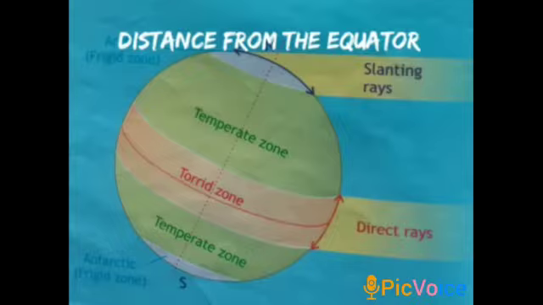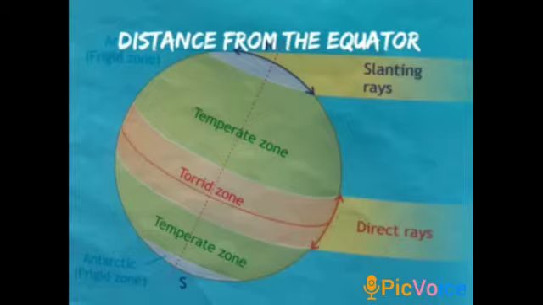Then next is the temperate zone. They will get less sunlight. So this place is neither too hot nor too cold. The next one is the frigid zone. They will get the least amount of sunlight. So this place is very cold. Which are the three zones, children? Torrid zone, temperate zone and frigid zone.